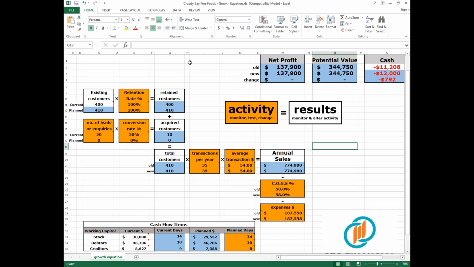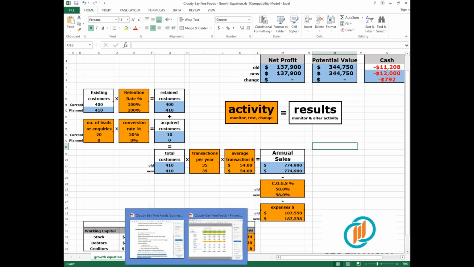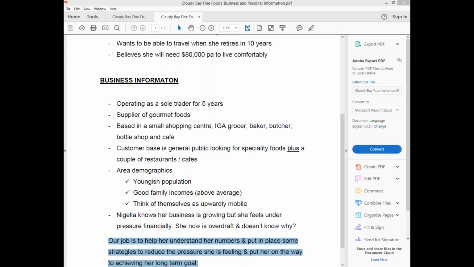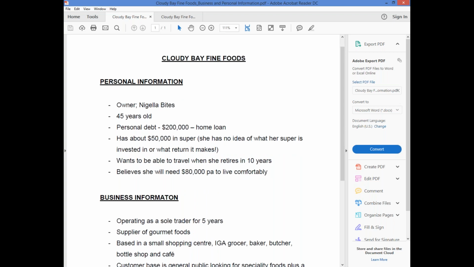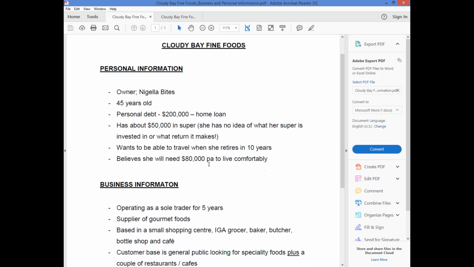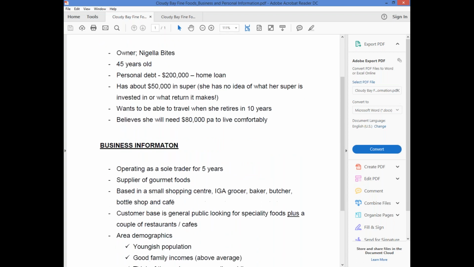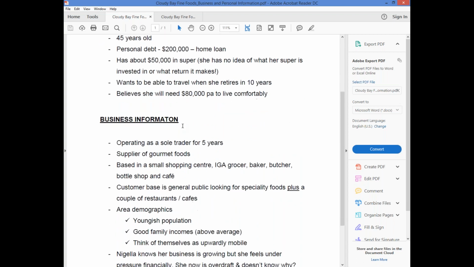So we can see with Nigella, sorry, I've just missed a step here. I'll tell you a bit more about Nigella. Nigella runs a business called Cloudy Bay Fine Foods, and as you can see, we've got some personal information on her. As I said before, it's important that the accountant knows what their client wants to achieve. Nigella wants to retire in 10 years, and she wants to earn an income of about $80,000 per annum. That's what she believes she can live on comfortably. That's the goal she wants to achieve. We won't be looking too much at that today, but her business is going to figure in her achieving that.